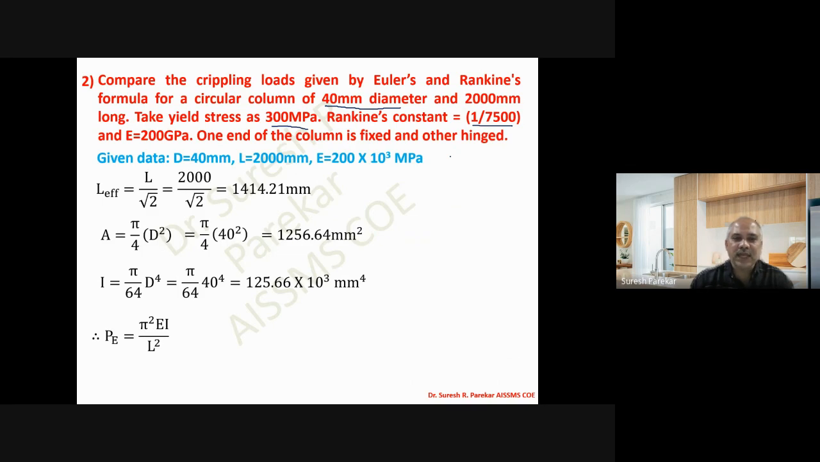So PE we have pi square EI upon Le square. This is most important, we have to keep it in mind. So here I have to write I minimum, and here I have to write down L effective.